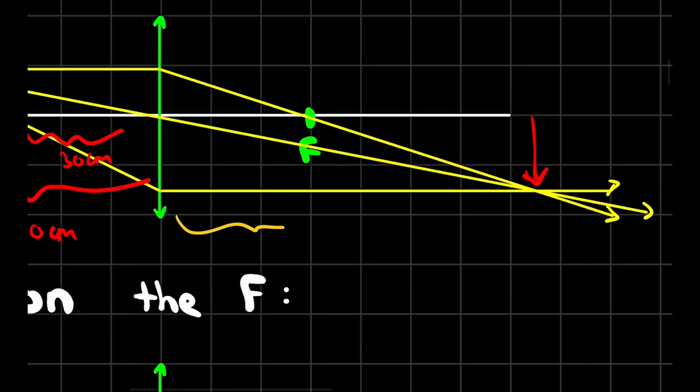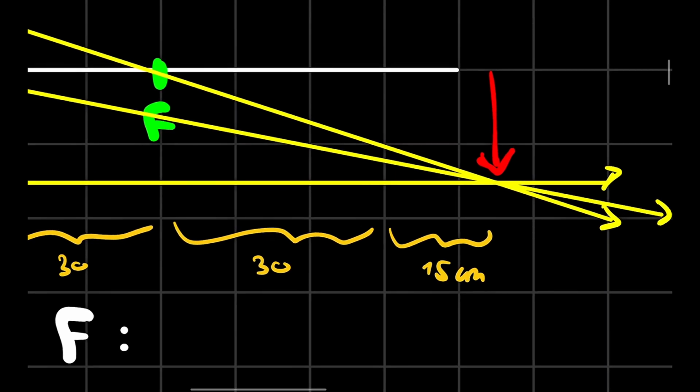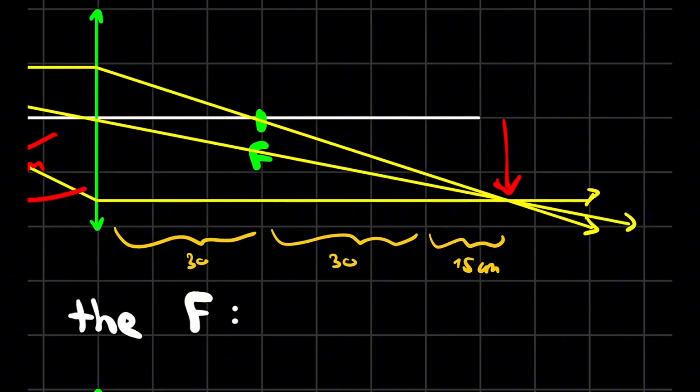Let's look at this. 3 boxes, 3 more boxes, and 1.5 boxes, which is good. Yeah, this is 30, and 1.5, it's just 15. Yeah, I'm sorry, 15 centimeters. Yeah, it appeared exactly there where we expect it to be, 75. That means that both our ray tracing and our formula work.